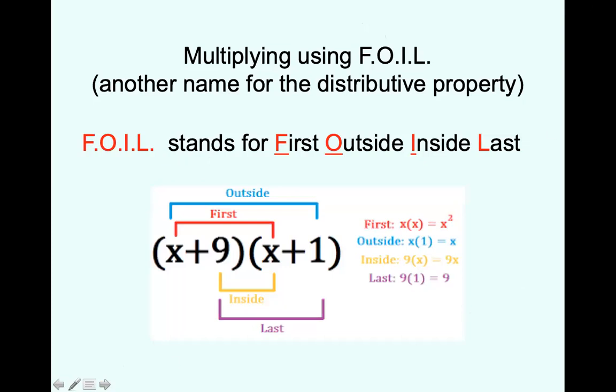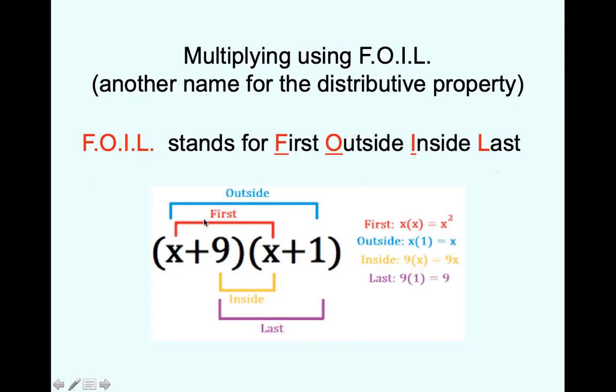So we have what we call the FOIL method, and it's another name for the distributive property, and it comes in really handy when we have binomials like we do in this example. So FOIL stands for first, outside, inside, last. So in this example here, we have 2 binomials. Remember, binomials have 2 terms.